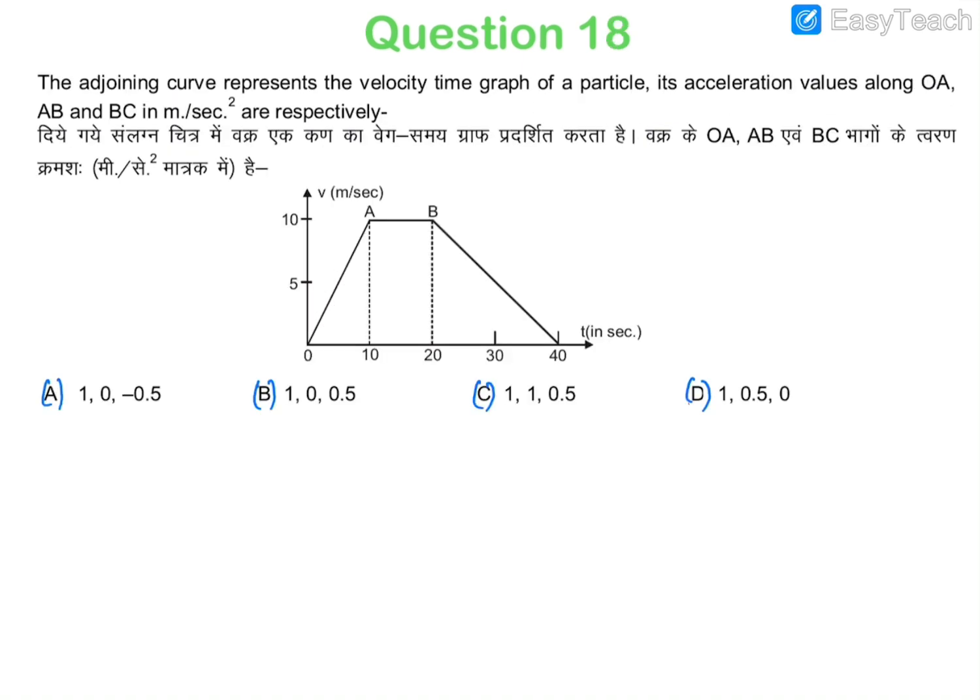In this question you can see that this curve represents the velocity time graph of a particle, and we need its acceleration values along OA, AB and BC. So obviously along OA the slope of this graph would represent the acceleration, and the slope is 1. Along AB it is 0, and along 20 to 40, this is the C point, it would be 10 upon 20 with a negative sign. So 1, 0 and minus half. So the answer is A.